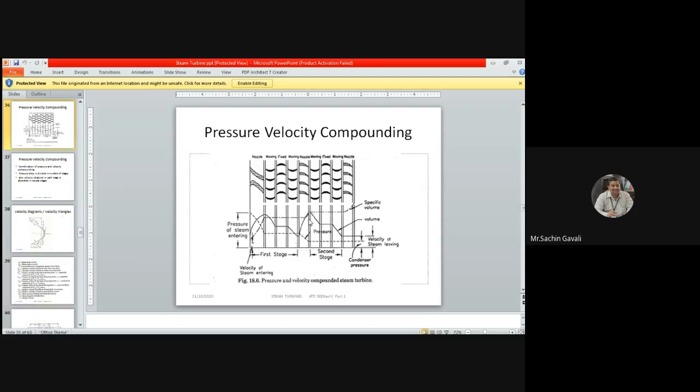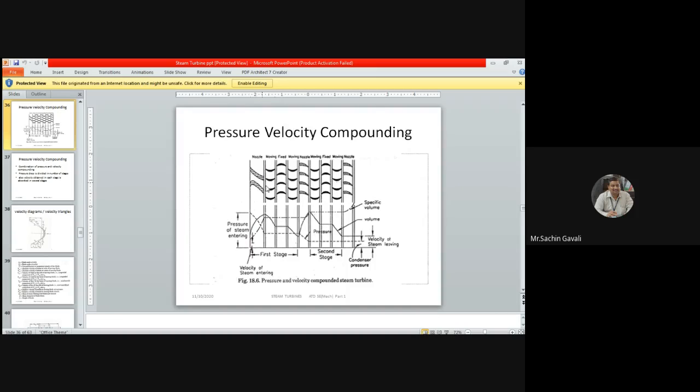And there is another compounding method. It is pressure velocity compounding. Now we have used both in combination. So here it is going to be nozzle, then moving blade, fixed blade, with whatever combination is in between. We are increasing the nozzles and also the fixed blades and moving blades in the combination.